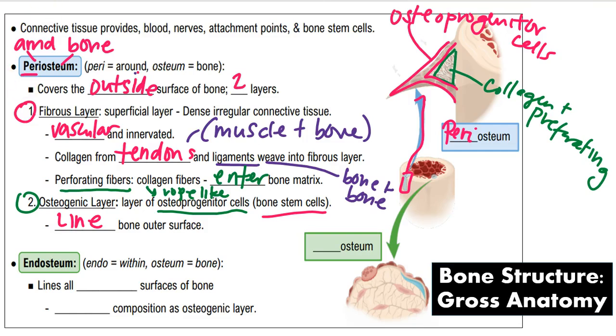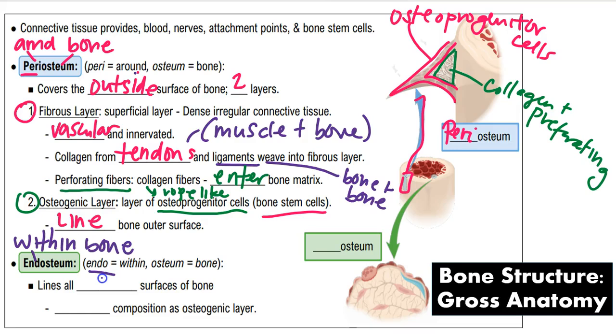Now let's get into the second type of covering, which is going to be the endosteum. Endo means within. And then, of course, we already know osteum means bone. And so when you're thinking about this, it's like, okay, within bone, what does that mean? Guess what? It's going to line the inside of the bone.